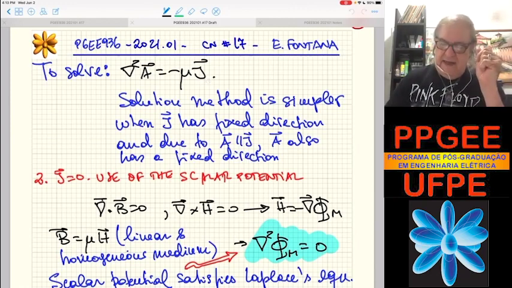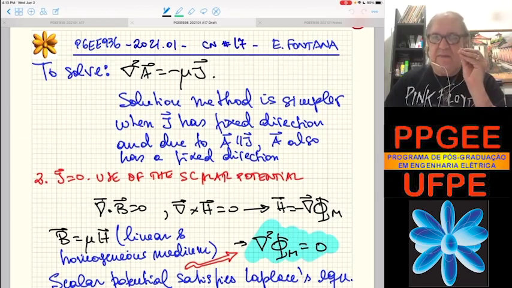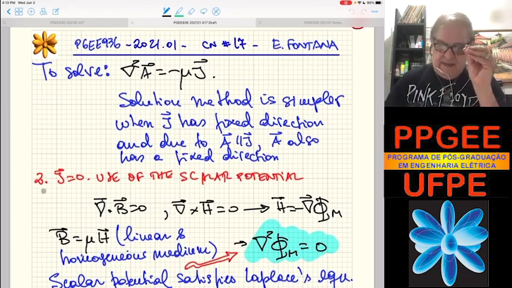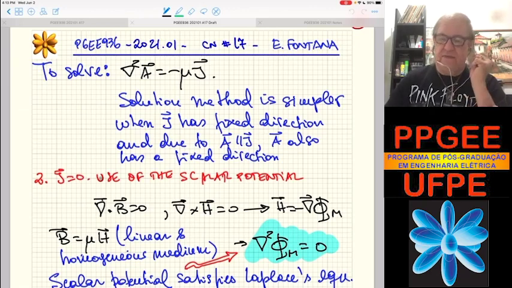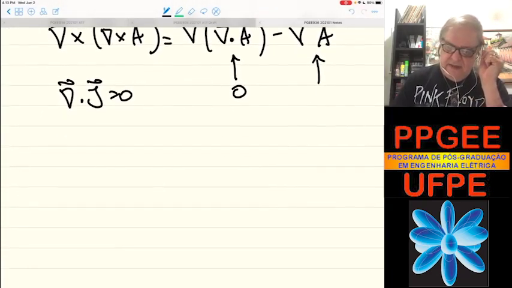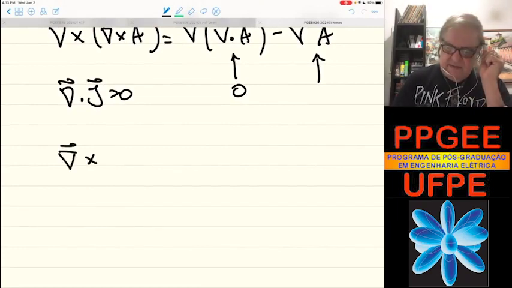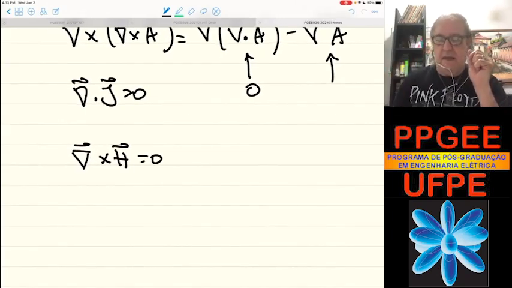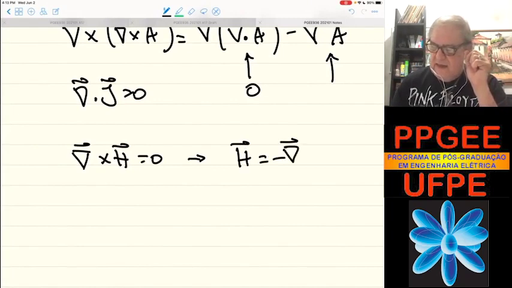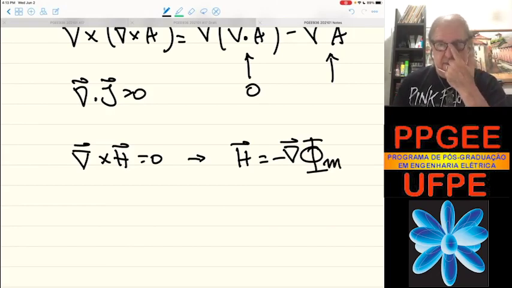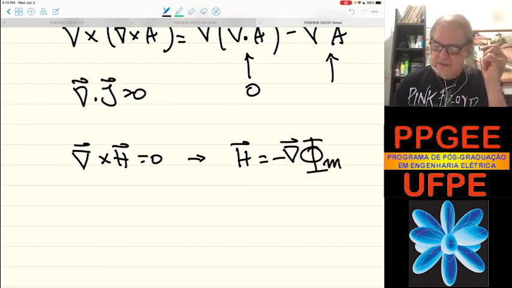Let's consider now the situation in linear media, and the special case in which J equals 0. Then we can use the scalar potential, because now the curl of H becomes 0 everywhere, right? And then it means that I can define a potential function. This is called the scalar potential, phi m, magnetic potential, if you will.